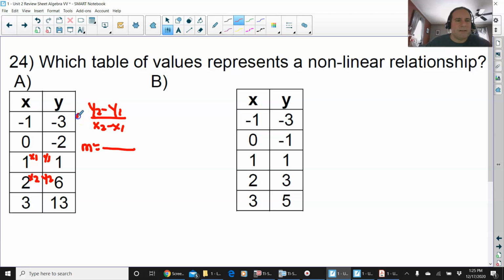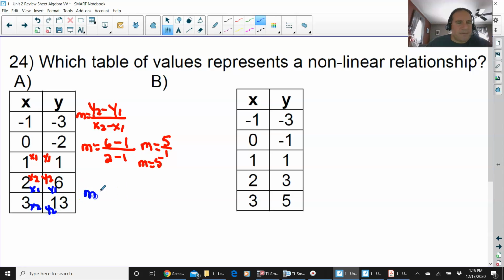Notice I do not like the negatives, so I'm just going to put y2 is 6 minus 1. Easy. Look how easy this is. So fast. M equals 5 over 1. M equals 5. So this slope is 5. Let me label a different one. This is x1 now. This is y1. This is x2. This is y2.